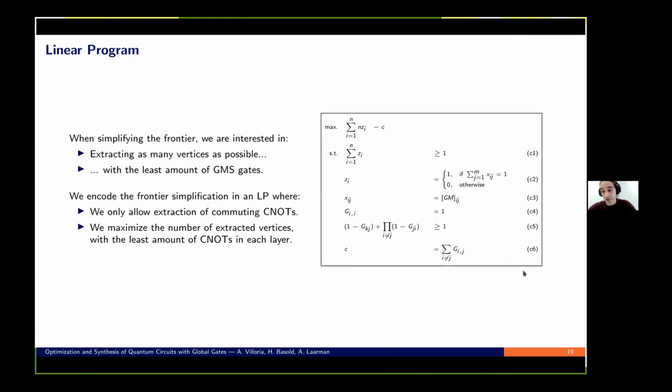And the last condition, C6, is just counting the number of ones. So you can take this and put it on a solver, and it will output a commuting CNOT layer that maximizes the number of vertices that it extracts. And this then we can compile as a single global gate.